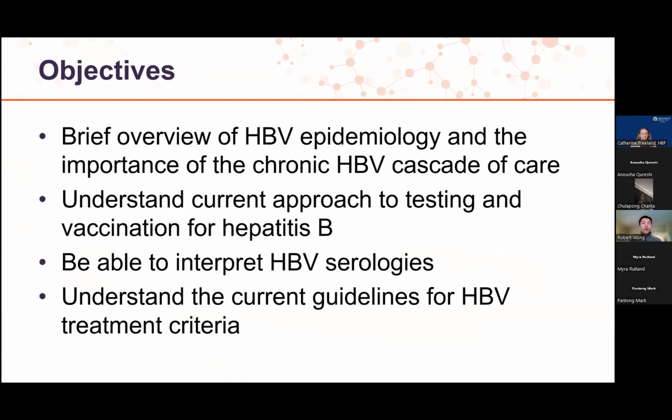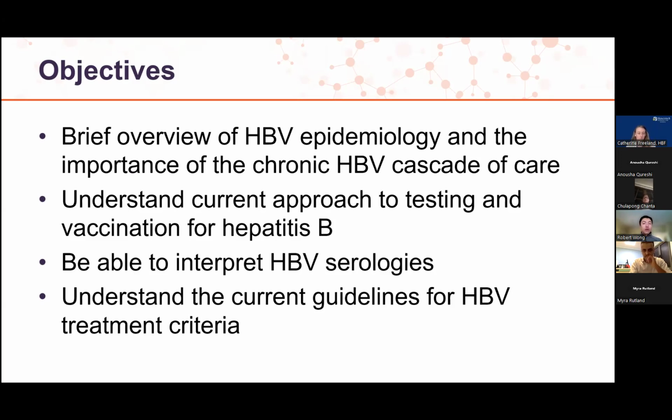So objectives: we're going to first start with a brief overview of the epidemiology of hepatitis B globally, but then focus on the US and talk about the cascade of care for hepatitis B, because it's important to really understand the cascade of care from screening, testing, diagnosis, all the way to downstream treatments and the aims of treatment, which is to prevent bad outcomes for patients.